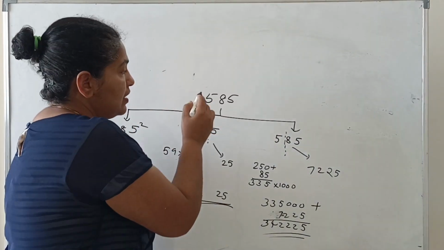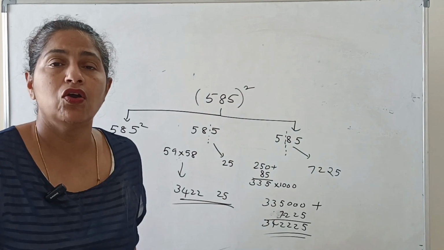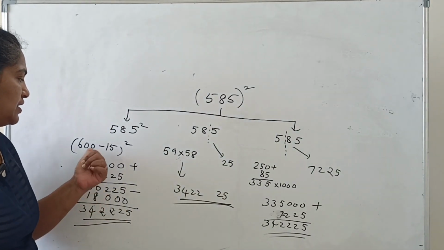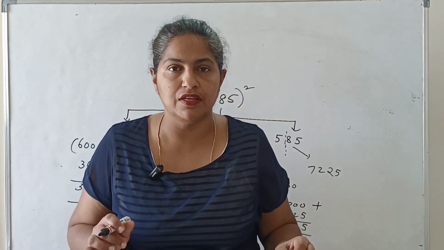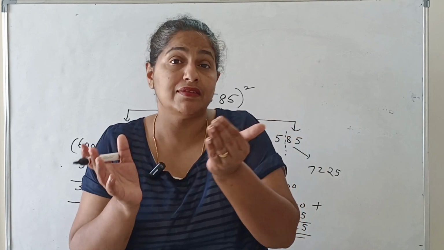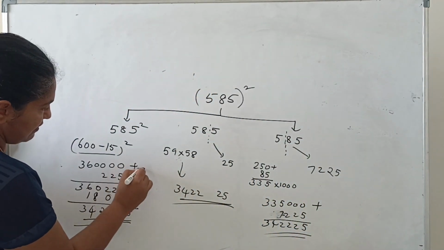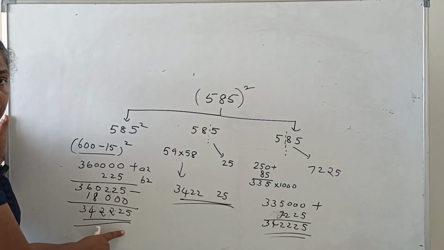Here you can see that I have found the square of 585 by using all the 3 methods we have discussed so far. The first one was using the identity. So 585 I could write as 500 plus 85, but then I didn't want to make the second number larger. So I wrote it as 600 minus 15. This is a square plus b square minus 2ab. This is what I am getting.